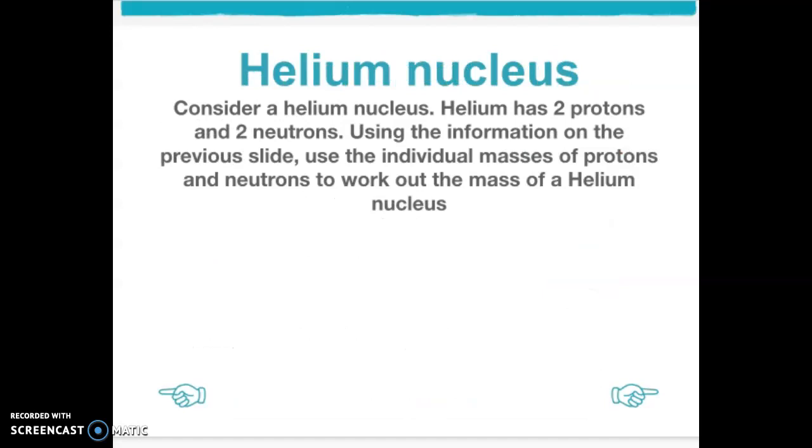Right, so the first exercise we're going to do is we're going to consider a helium nucleus. Helium has 2 protons and 2 neutrons. That's 4 nucleons in total. I'm going to show you some information about the mass of neutrons and protons, and what I want you to do is to use the individual masses to work out the total mass of a helium nucleus.